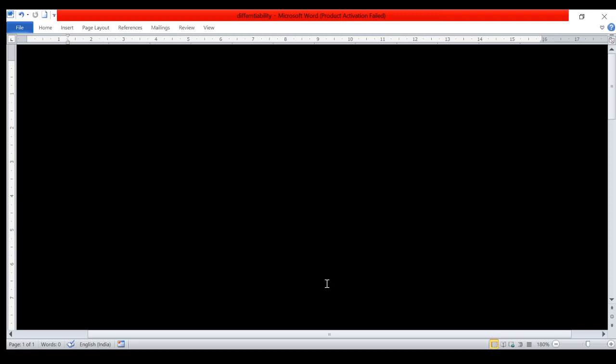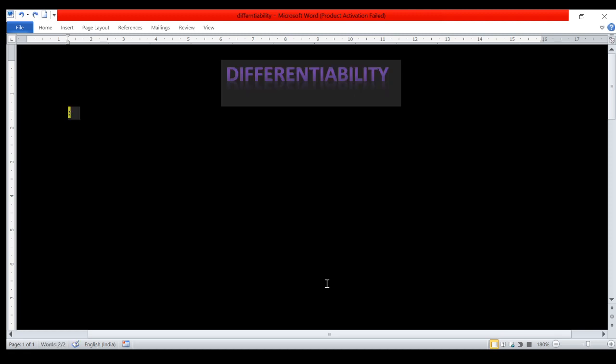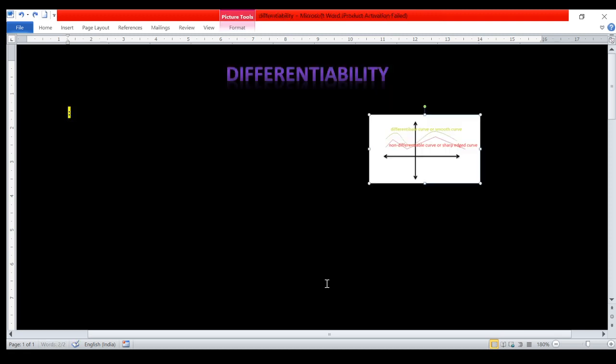The topic is differentiability. We start with this graph. There are two types of curves: one is a smooth curve, another one is a sharp-edged curve. Correct? There are some sharp edges. It is not smoothly drawn. So to identify the types of curves, we are going to use differentiability.